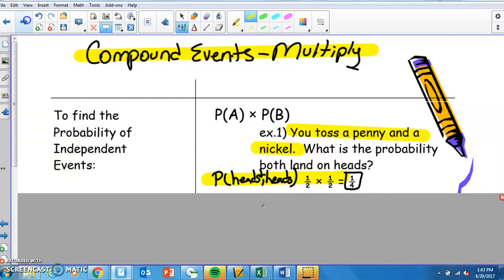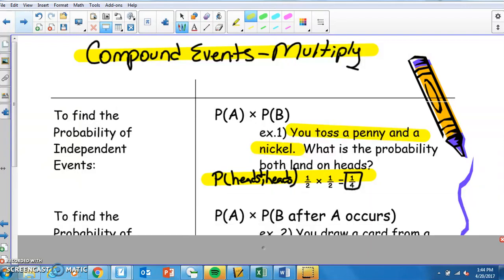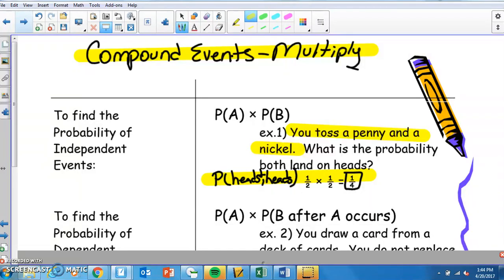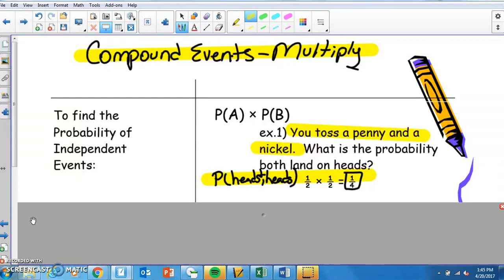So our probability of flipping a penny and a nickel, landing on heads and heads for the other one, would be 1/2 times 1/2, which is 1/4. All right, this was an example of independent events. Flipping the penny had no influence or did not affect the outcome of flipping the other coin.